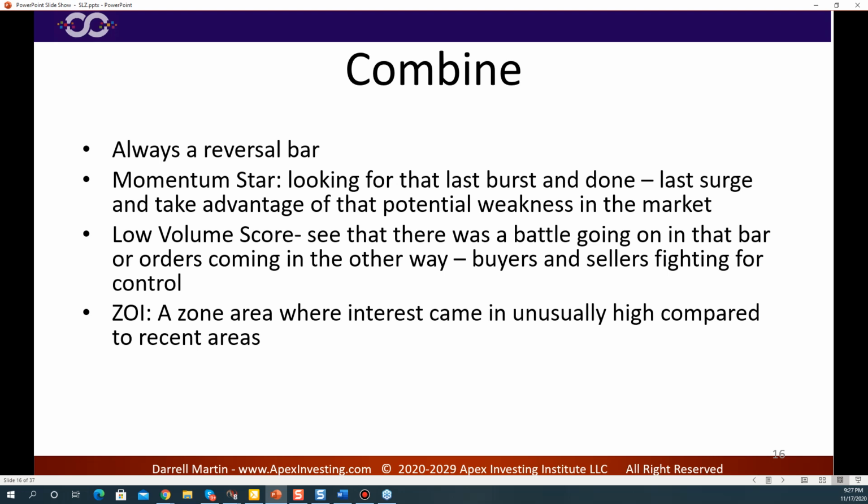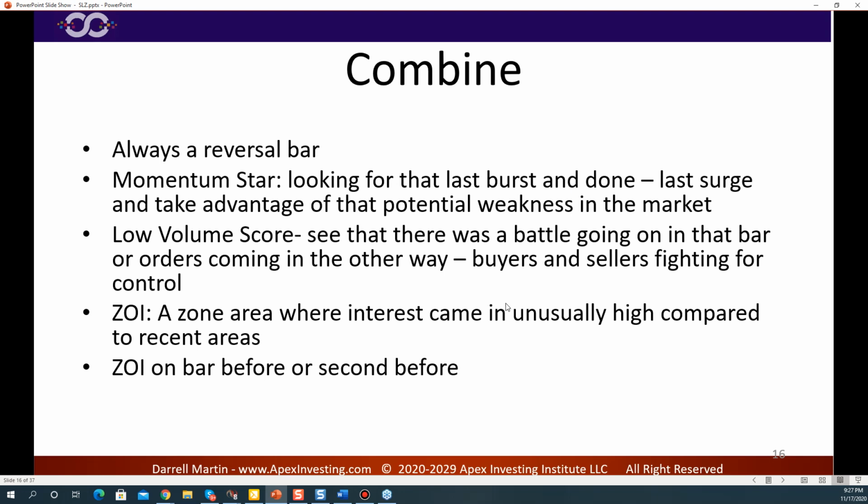Does that make sense how combining all three of those right before a reversal bar could give us a good sign that that was it? That was the last little burst? That was the fight? That was it? That's the time for us to follow that rejection of burst and energy and go the other way with the market. Does that make sense? How the three of those things together can be very powerful? Just understanding what's behind them and why.